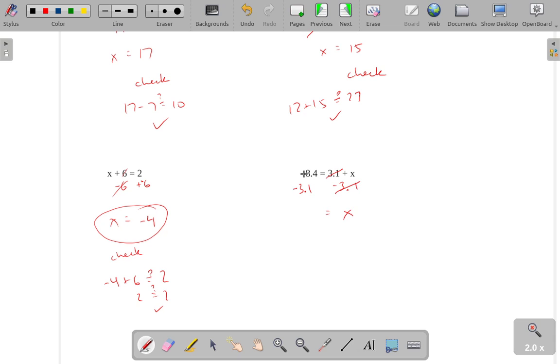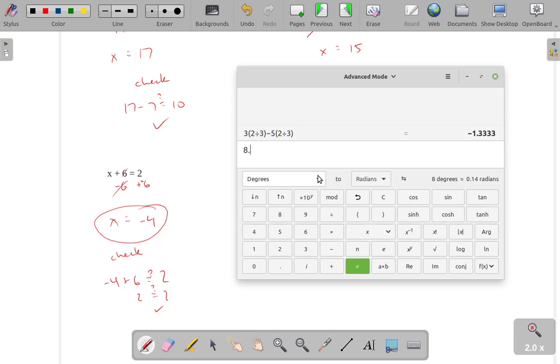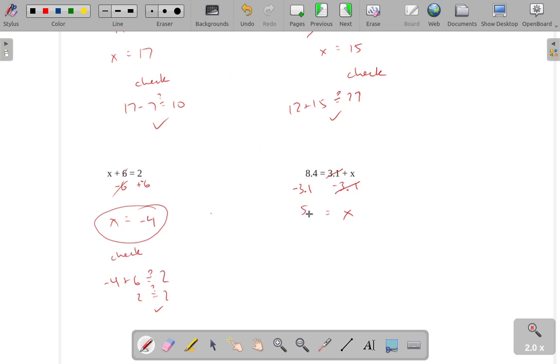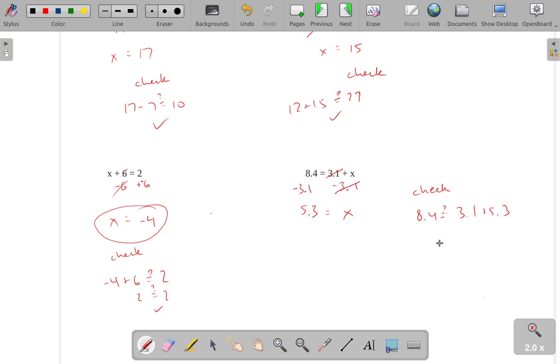And on the other side of the equation, I have 8.4 minus 3.1. And I can ask my calculator. 8.4 minus 3.1 is 5.3. So I get 5.3 is x. That's my solution. Let's check it. 8.4 equals 3.1 plus 5.3? Well, 3.1 plus 5.3, you can see does come out to 8.4. That is a true statement. So this was my solution over here.